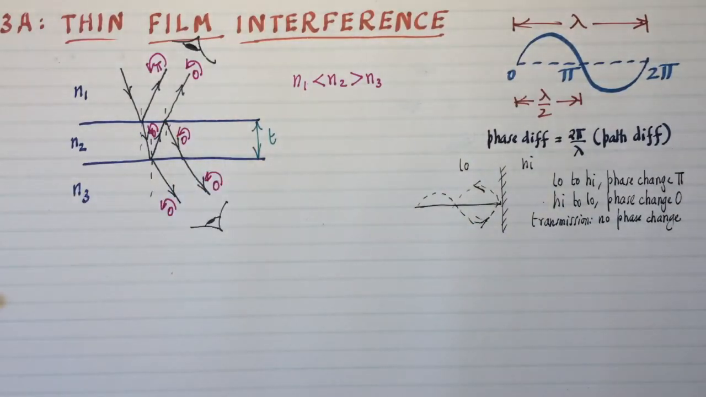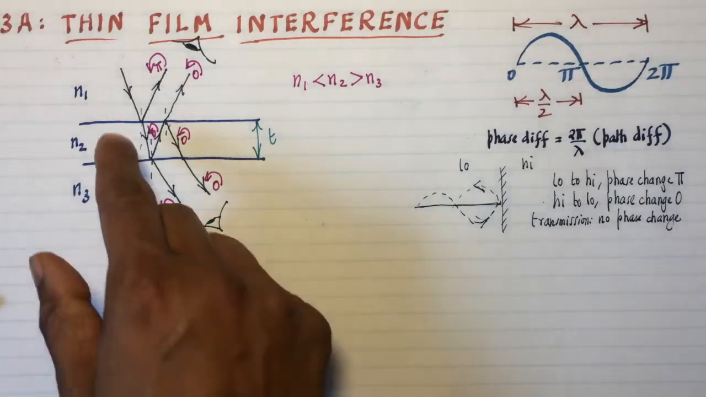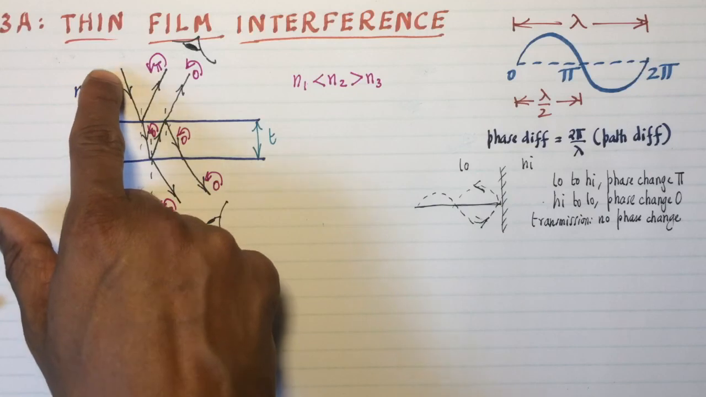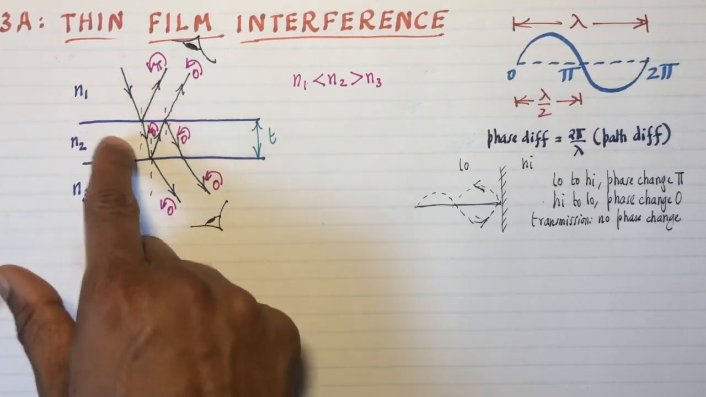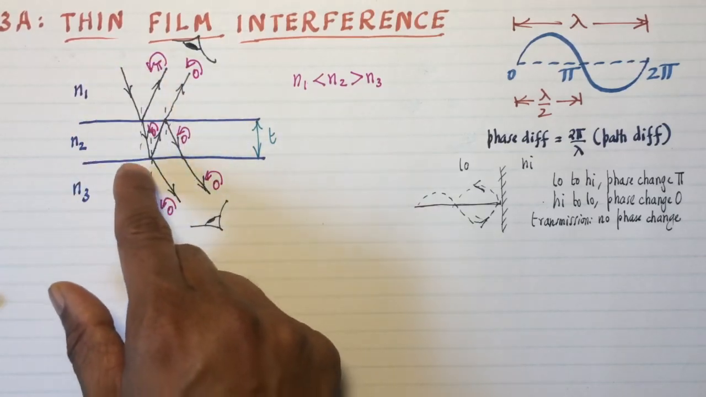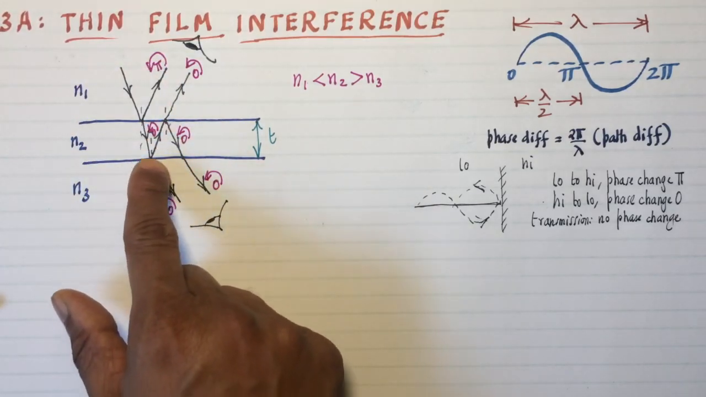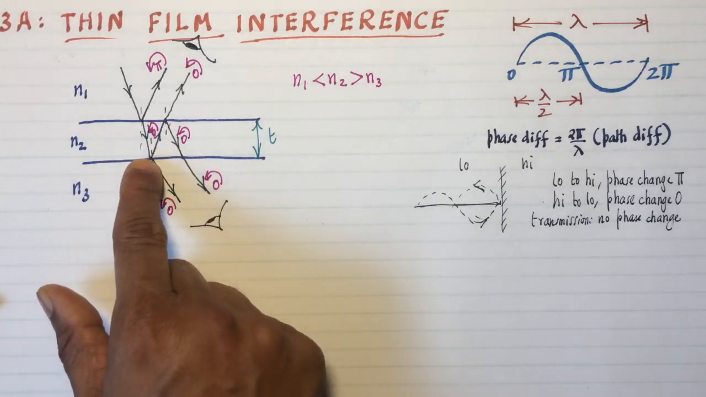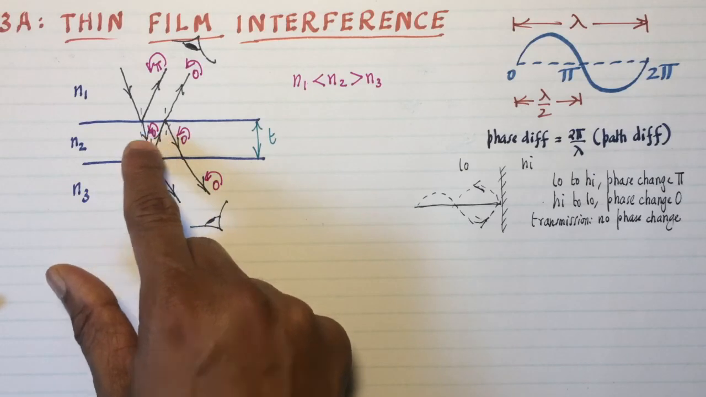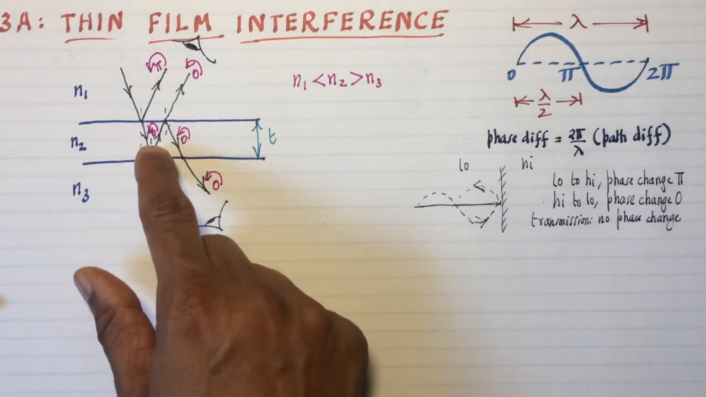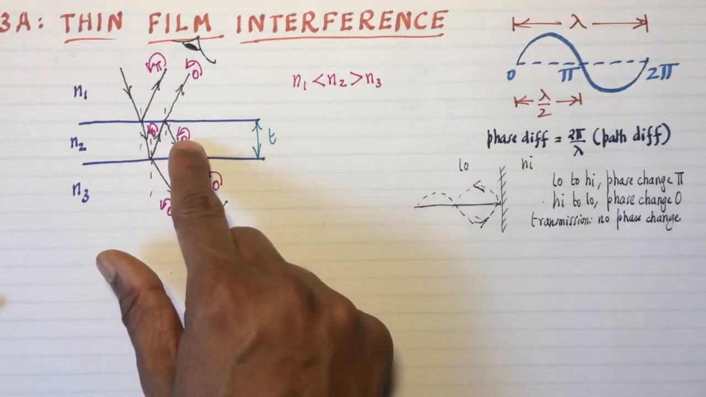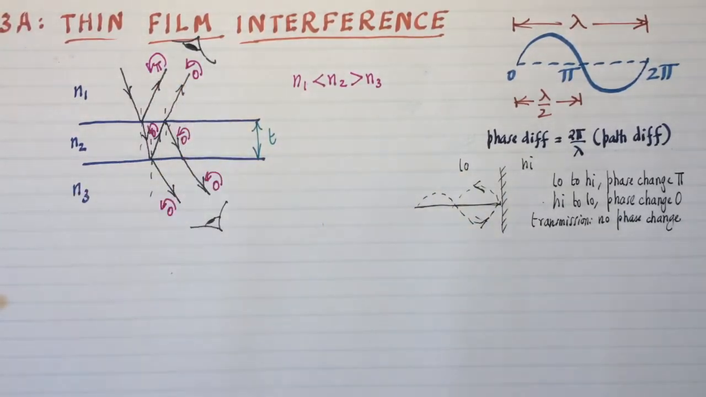So once again, let's run through this because it's pretty important. Here it's a phase change of pi because it's going from low to high, because N1 is less than N2. So N1 is low and N2 is high. So the phase change is pi. And then at this reflection, it's going from high to low because that's high and that's low. So phase change of 0. And then the third reflection is again high to low because this is high and that's low. So phase change of 0. And then the transmitted rays don't have any phase change.